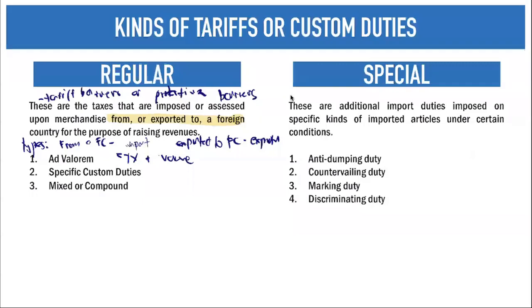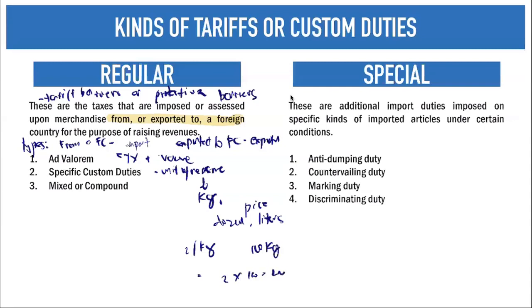Next is specific custom duties. This is based on the unit of measure. When we say unit of measure, it can either be a kilogram, piece, dozen, liters, etc. So based on a particular unit of measure. For example, 2 pesos per kilogram and then you imported 100 kilograms. So how much is the specific custom duty? 2 times 100, 200. That's how your specific custom duties work.